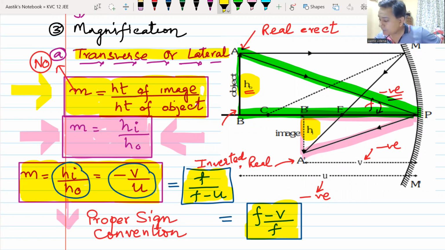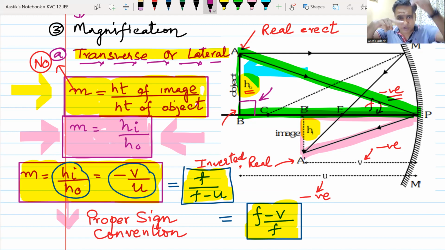In this case, the object, as you can see over here, was placed perpendicular to the principal axis. Do we remember this? Yes or no? The object was placed, if this is the principal axis, perpendicular to the principal axis. In that case, the magnification is known as transverse magnification.